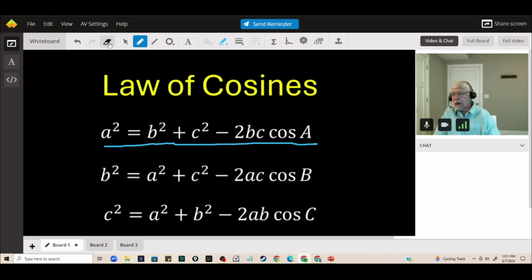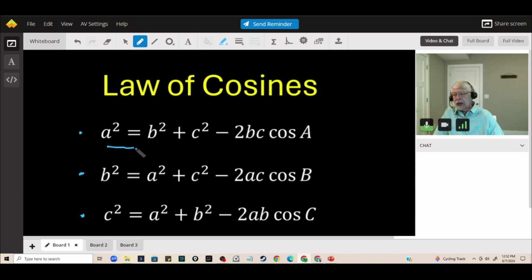So we have three different formulas for the law of cosines. You have a squared is equal to b squared plus c squared minus 2bc cosine a. And then we have b squared is equal to a squared plus c squared minus 2ac cosine b. And for the last one, we have c squared is equal to a squared plus b squared minus 2ab cosine c.